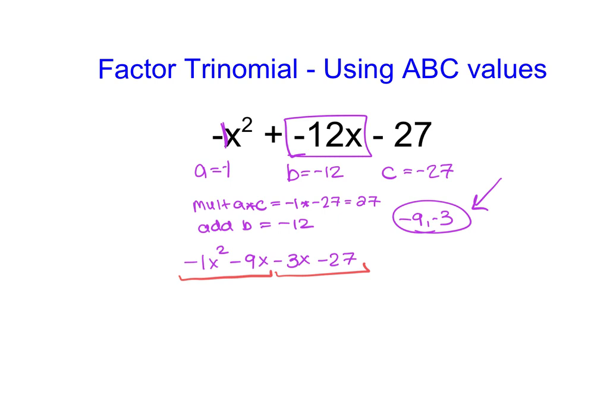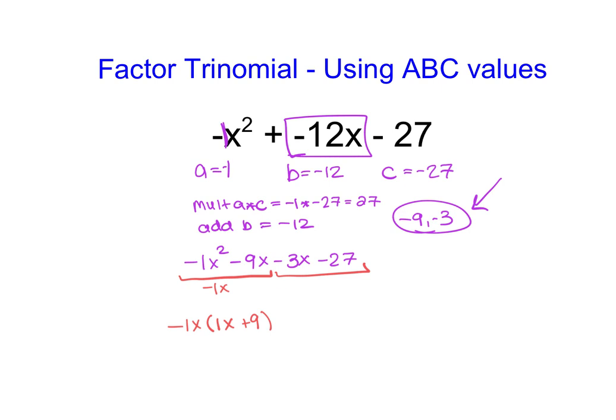So here I can see negative 1x squared and negative 9x, the largest number they both have is a negative 1. And they each have at least 1x. So if I factor out negative 1x, negative 1 over negative 1 leaves me with a positive 1. x squared over x leaves me with x. Negative 9 over a negative 1 is a positive 9, and then the x's cancel.